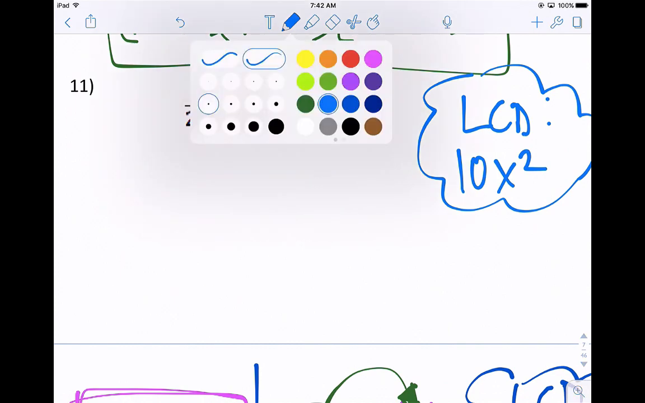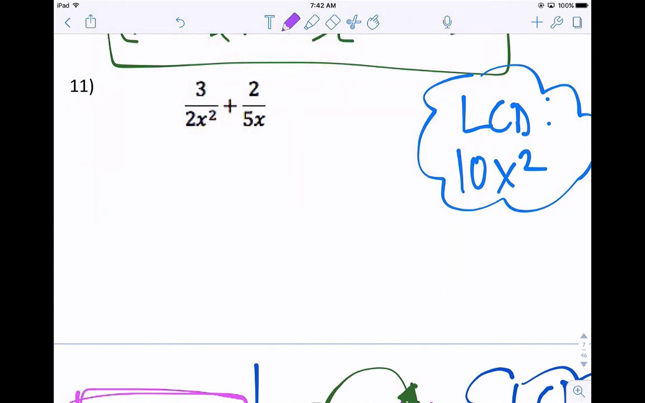So we'll take a look at the first fraction. How can you make a 2x squared into a 10x squared? Well, we can multiply that by 5. How about the second term? We have the 5x. How can you turn that into a 10x squared? Well, we can multiply that by 2x. All right, we're done with the bottom.